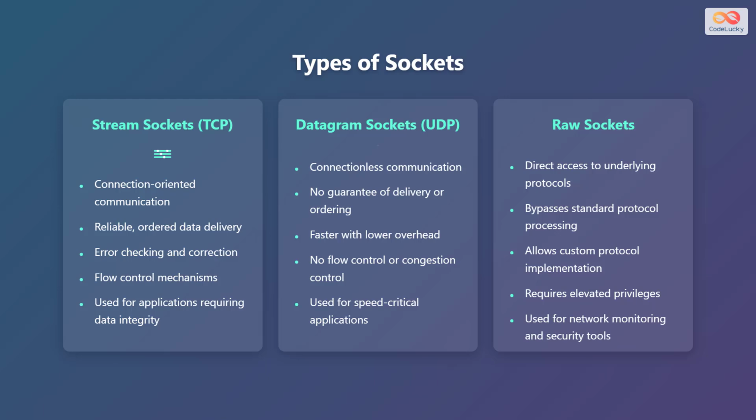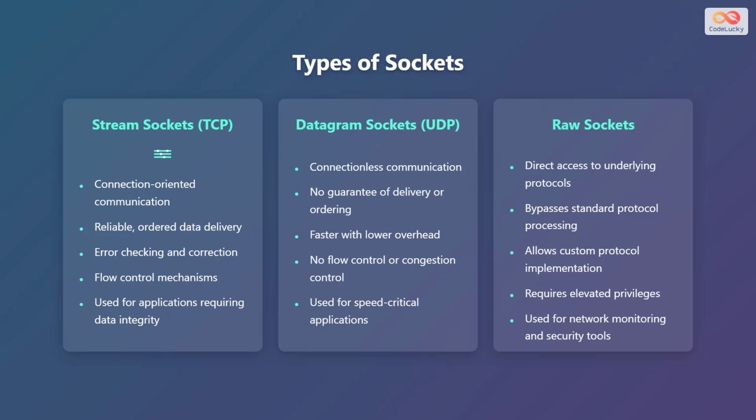There are mainly three types of sockets. First one is stream sockets, which use Transmission Control Protocol, also known as TCP. These are connection-oriented, providing reliable and ordered data delivery with error checking and flow control. These are typically used for applications requiring data integrity.